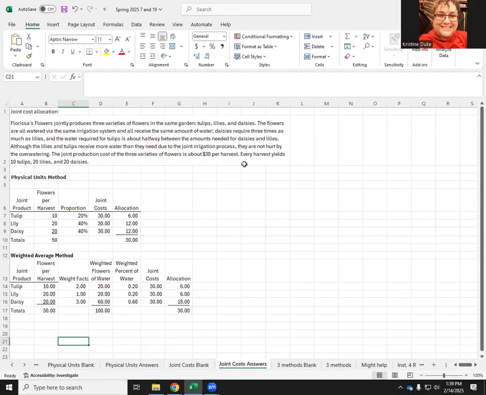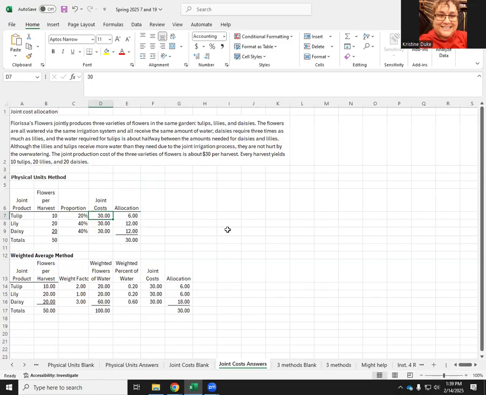And it tells us that our batches are 10 tulips, 20 lilies, and 20 daisies. Okay, 10, 20, 20. There's my totals. Now, my proportion of my cost: 10 divided by 50, 20 divided by 50, 20 divided by 50. Here's my joint cost. It tells me $30 per harvest. So I just take those proportions, multiply by the joint cost. Beautiful. Now we're going to do the weighted average method.